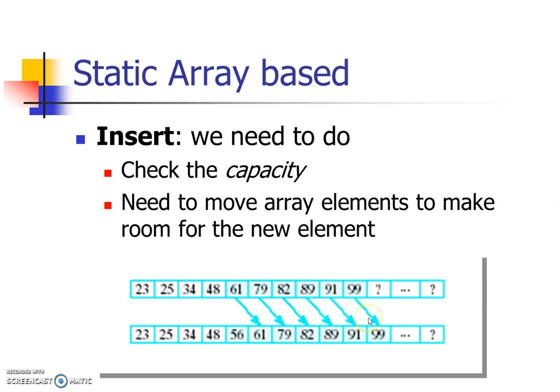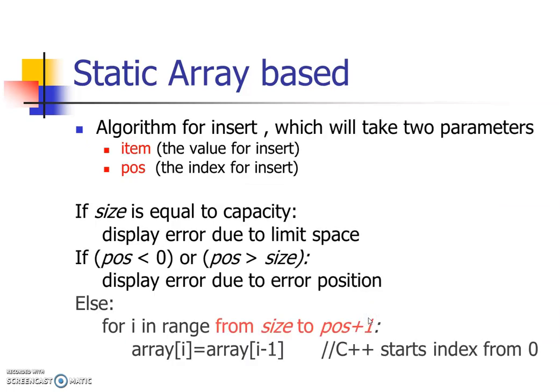So basically when we do that, you will see our loop over here is going from the end back to position plus 1. Because if we hit position plus 1, that means we have successfully shifted everything one space, and all we need to do is put the item into that position. And in the end, don't forget to do size plus plus, indicating you need to increment the size by 1.